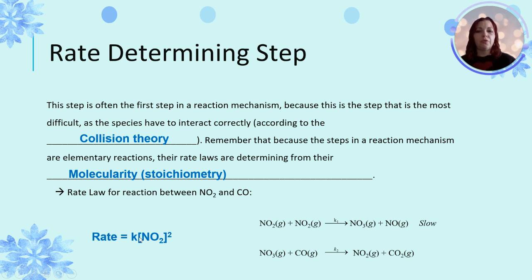So in this case, the rate law would be equal to lowercase k, the rate constant. Remember, it's not a rate law if you don't include a rate constant. And then NO2 squared. And that's because we have 1, 2 NO2s.